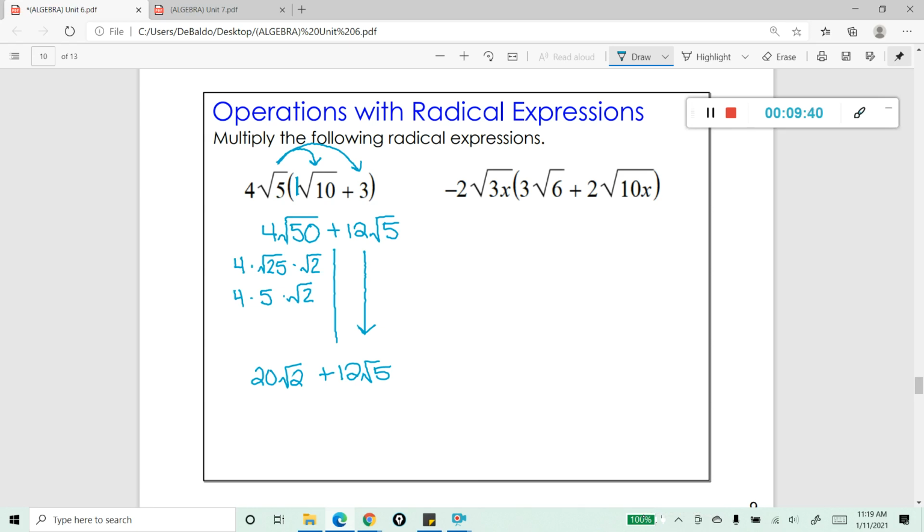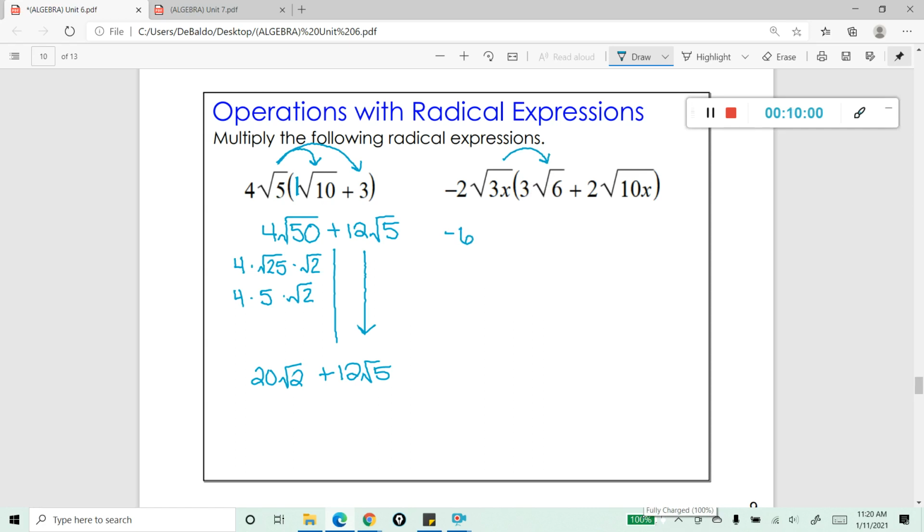Let's try another multiplication. This one, I added some variables in there. So let's go ahead and treat it the same. I'm going to go ahead and start by distributing into my first term. So here, negative 2 times 3, those are my coefficients. So that's going to leave me with negative 6.